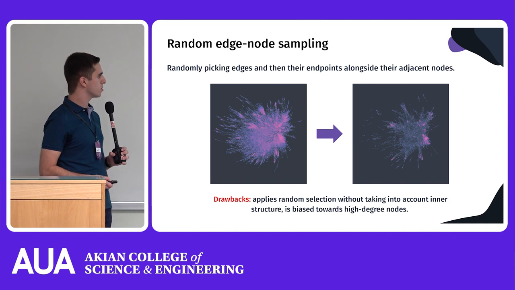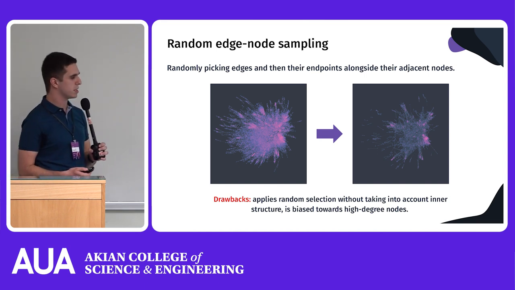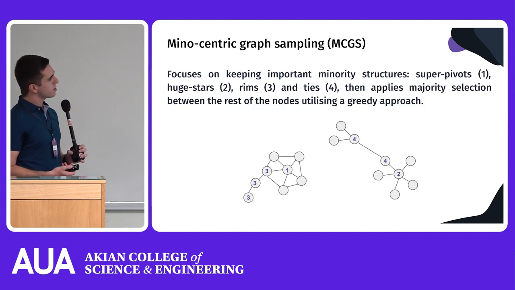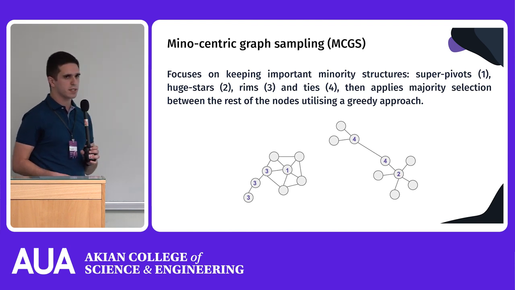But again, the main drawback is related to the word random. As the underlying process is completely random, we still might miss some important components of the graph. And finally, the last approach, as we already stated, this is the state-of-the-art approach, minocentric graph sampling.